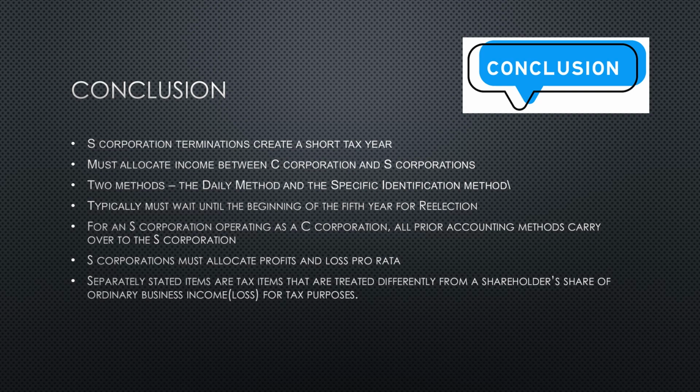For S corporations that were previously C corporations, all prior accounting methods carry over to the S corporation. We know that S corporations must allocate profits and losses pro rata. And then we talked about separately stated items, which are tax items that are treated differently from the shareholder's share of ordinary business income or loss for tax purposes.